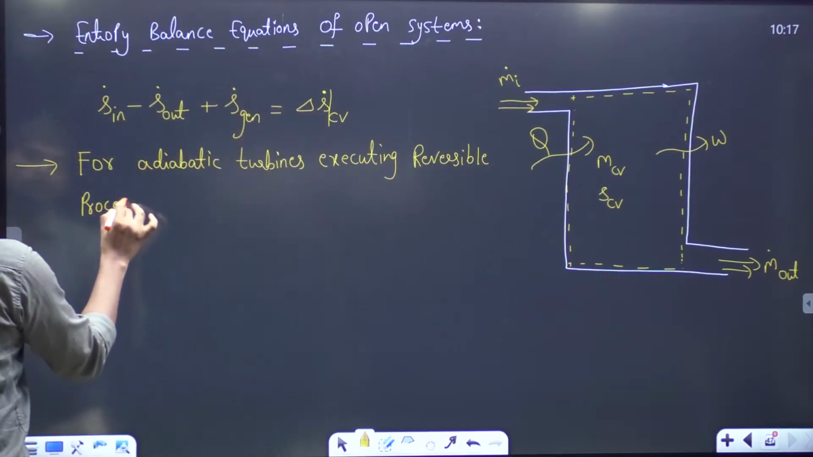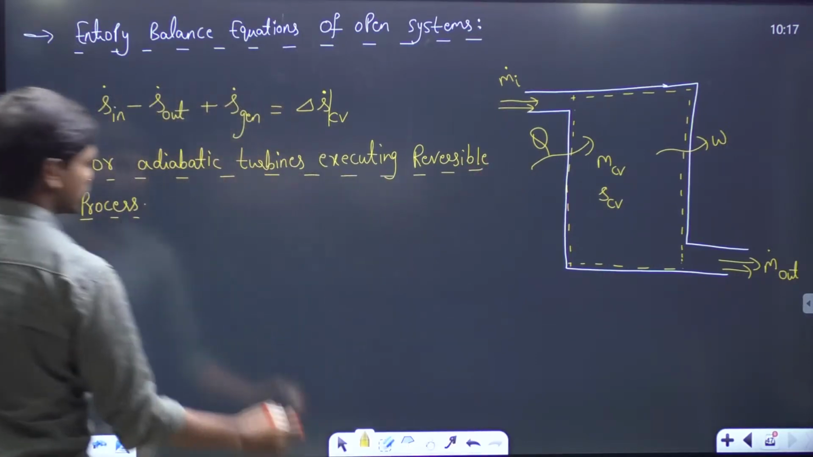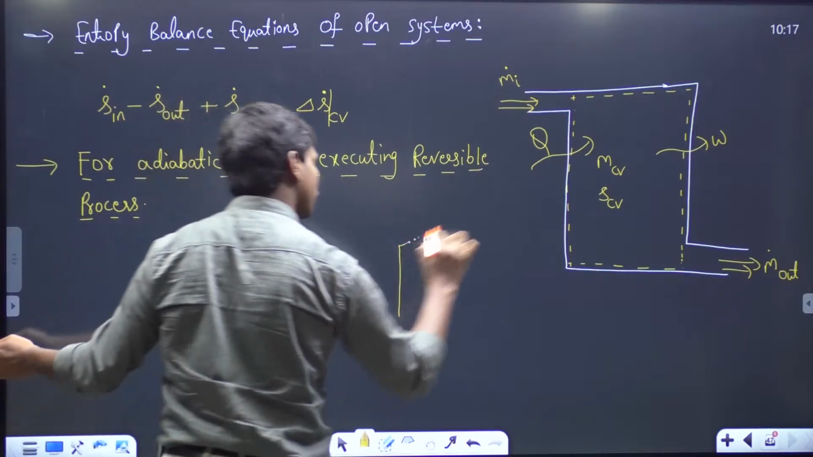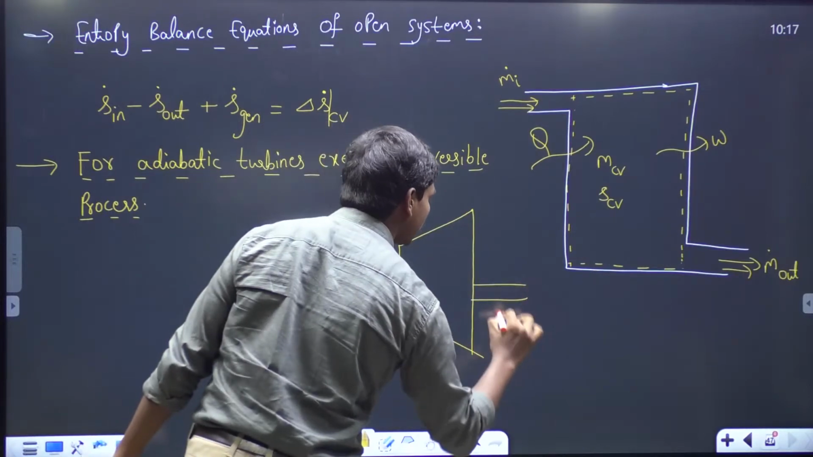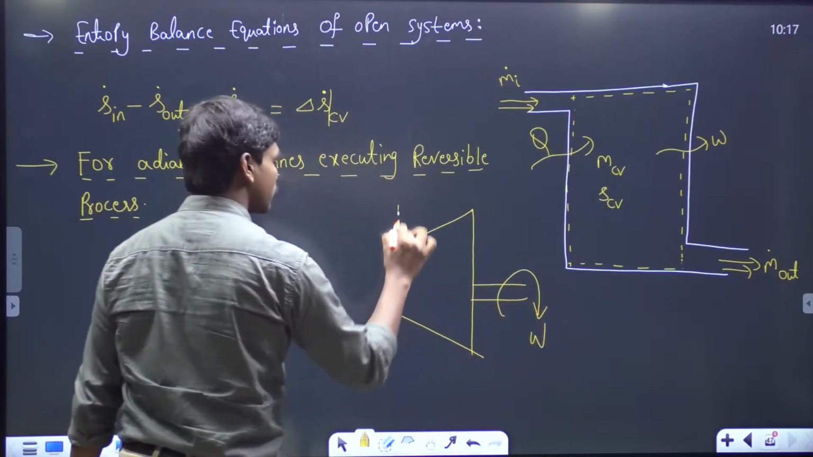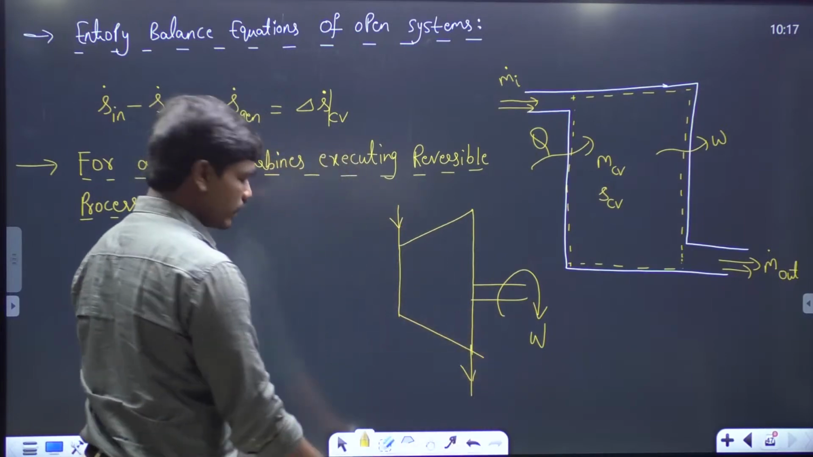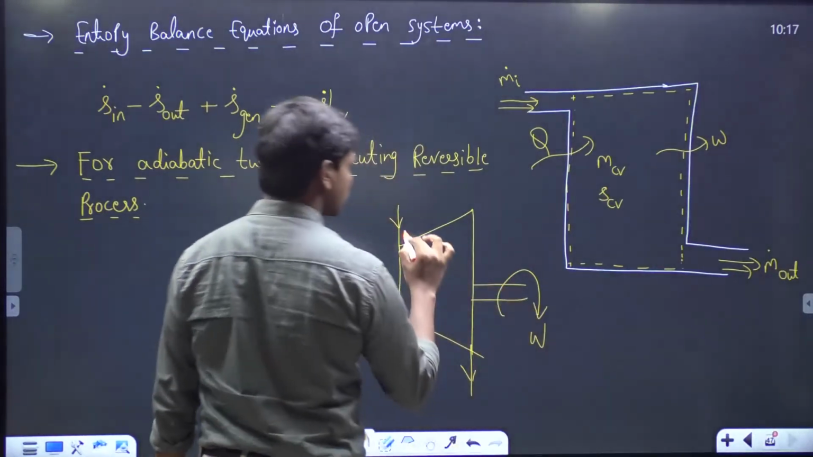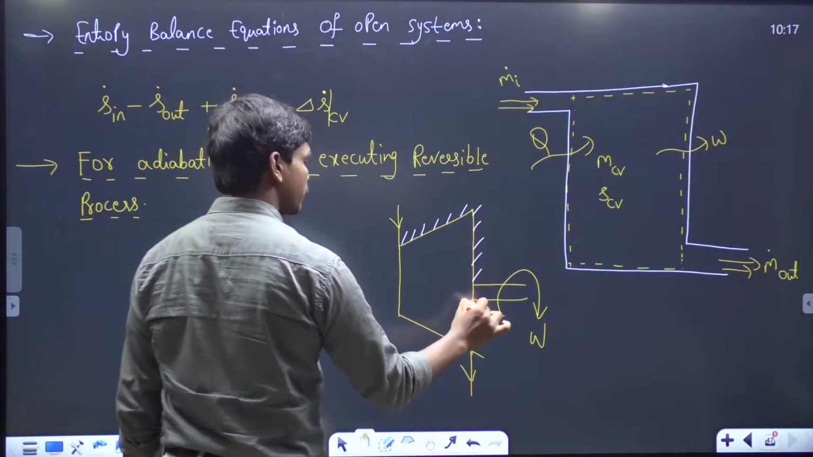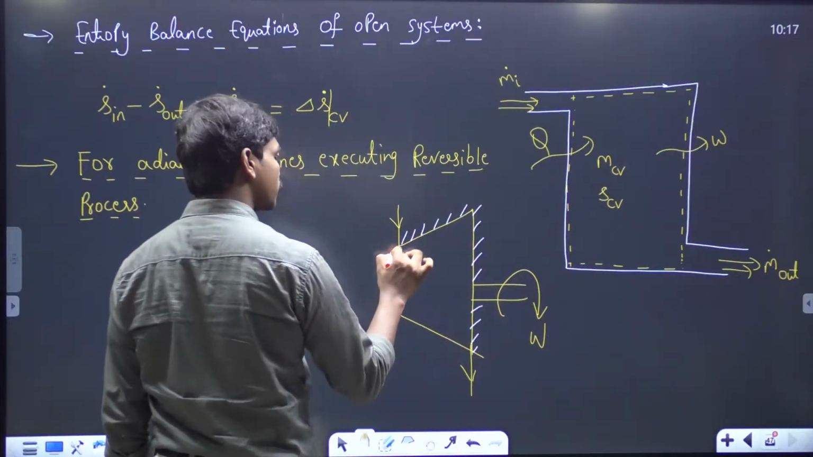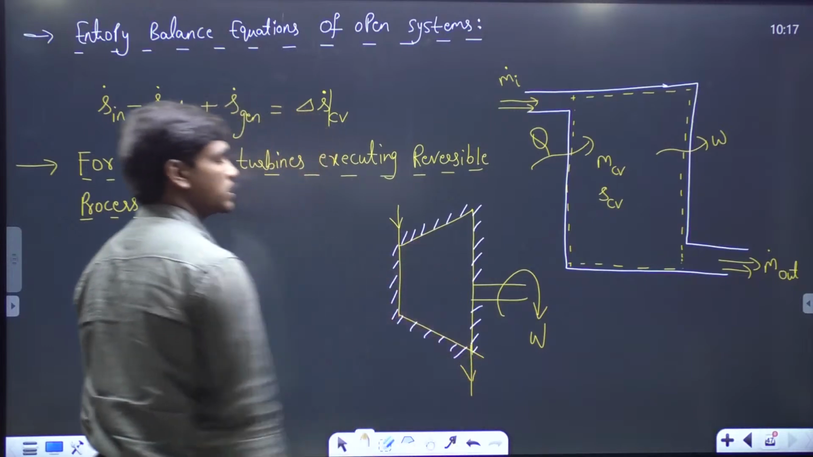So see carefully. For adiabatic turbines, executing a reversible process. Let us suppose we have a turbine something like this. Of course, let us assume this is giving out a work W by taking some input heat, and the output is leaving, of course. Now this turbine is perfectly insulated. Anyhow, you will be trying to do perfect insulation of the turbines by providing very good insulation to the turbine casing outside. Normally, if you see the physical construction of the turbine.